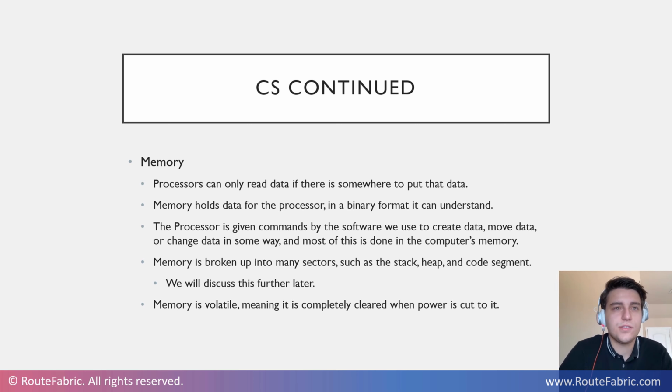All right, and then processors can only read data if there's somewhere to put that data. That's where memory comes into play. Memory holds data for our processors, again, in a binary format it can understand. Whenever you're running software on your computer, the data that software is using is stored in your memory. And memory is the fastest storage that your processor has available to it. So this is where most of your data in a program is going to go. The processor is given commands by the software we use to create data, move data, or change data in some way. And most of this is done in the computer's memory.